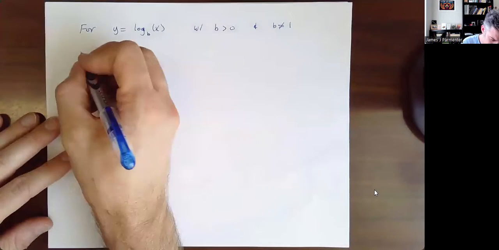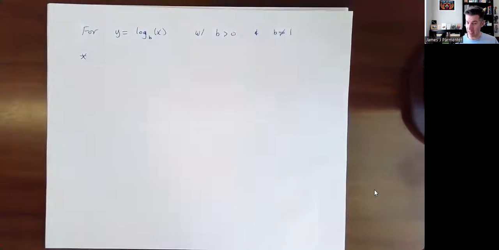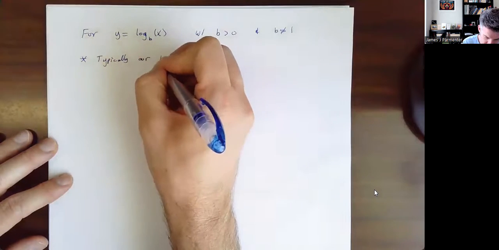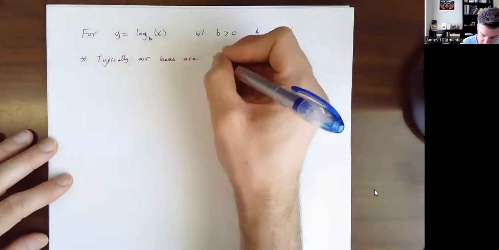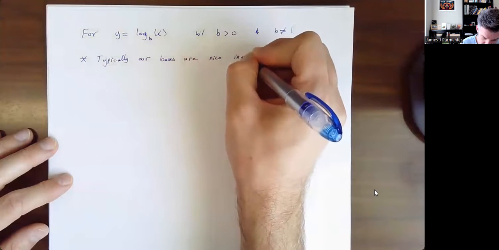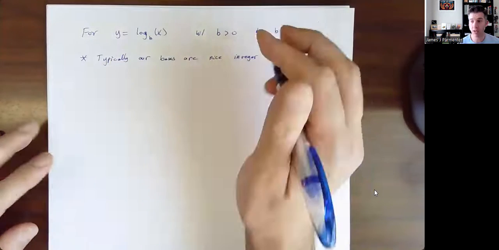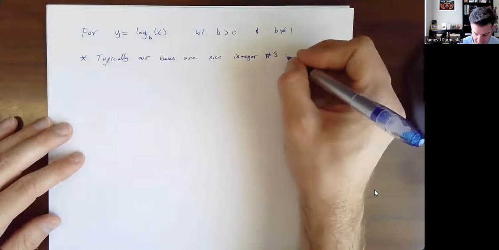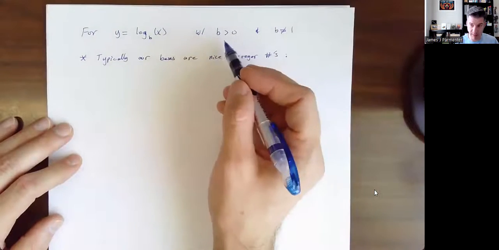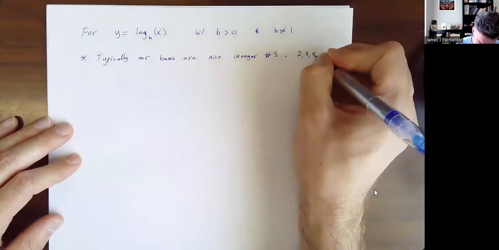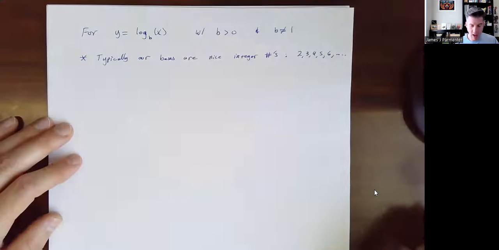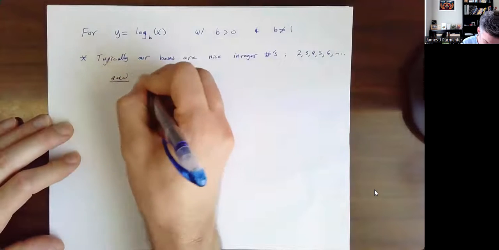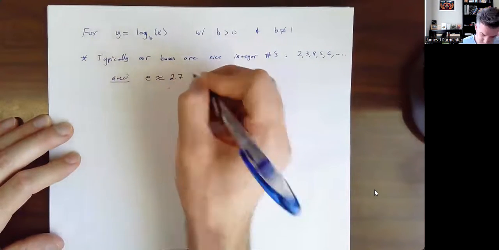I will also point out, even though your bases can be anything, typically our bases are nice positive integers, like 2, 3, 4, 5, 6, 7, 8, 9, 10, and so on. The only exception to that is, of course, everyone's favorite base, e, which is approximately 2.7.